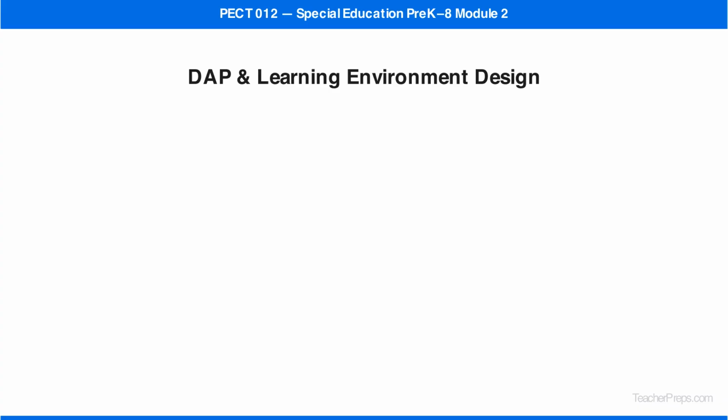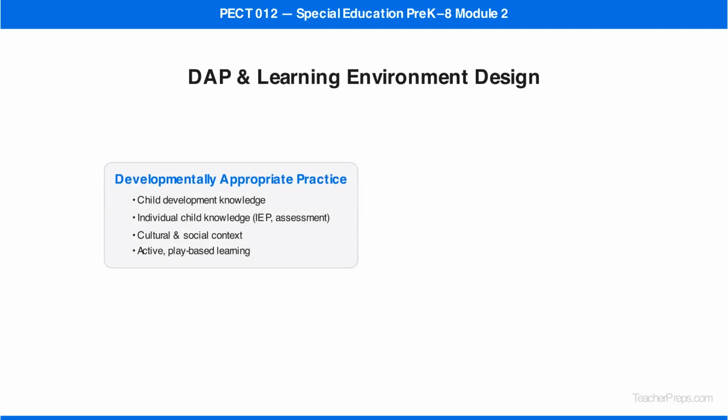Developmentally Appropriate Practice, DAP, is the framework developed by NAEYC, the National Association for the Education of Young Children. DAP means basing all decisions about curriculum, instruction, and environment on 3 things: what is known about child development, what is known about each individual child, and what is known about the cultural and social context. For students with disabilities, DAP does not lower expectations. It means providing access to meaningful, age-appropriate experiences with individualized supports.